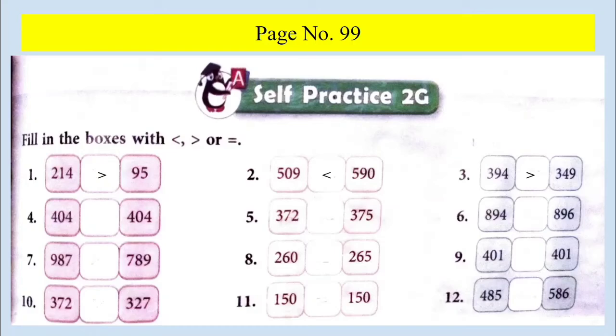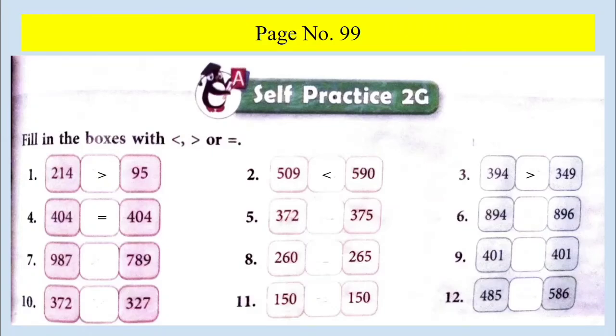Now let us do the fourth question. We have the two numbers 404 and 404. So here we have the same numbers. So we have the two numbers same, so they are equal. So we will put the symbol equal to. So we will say that 404 is equal to 404.